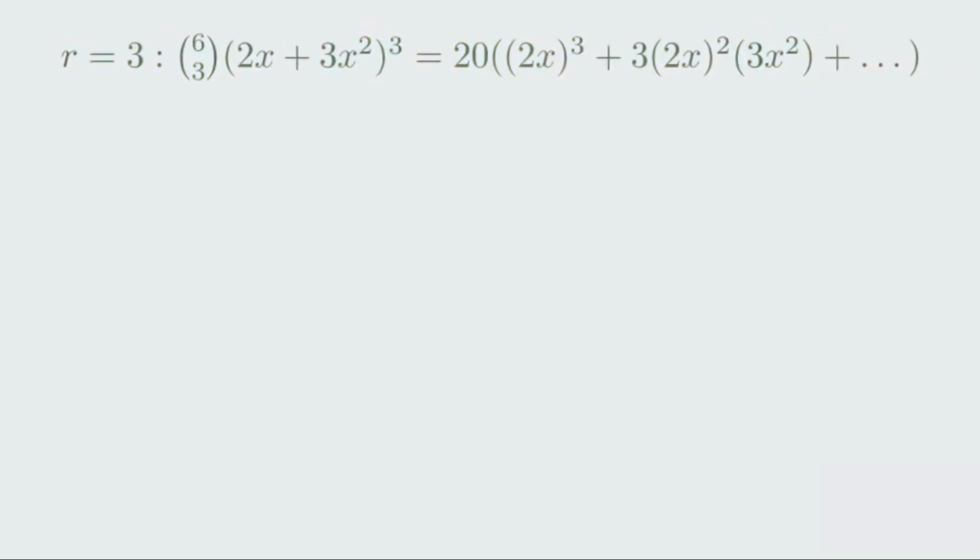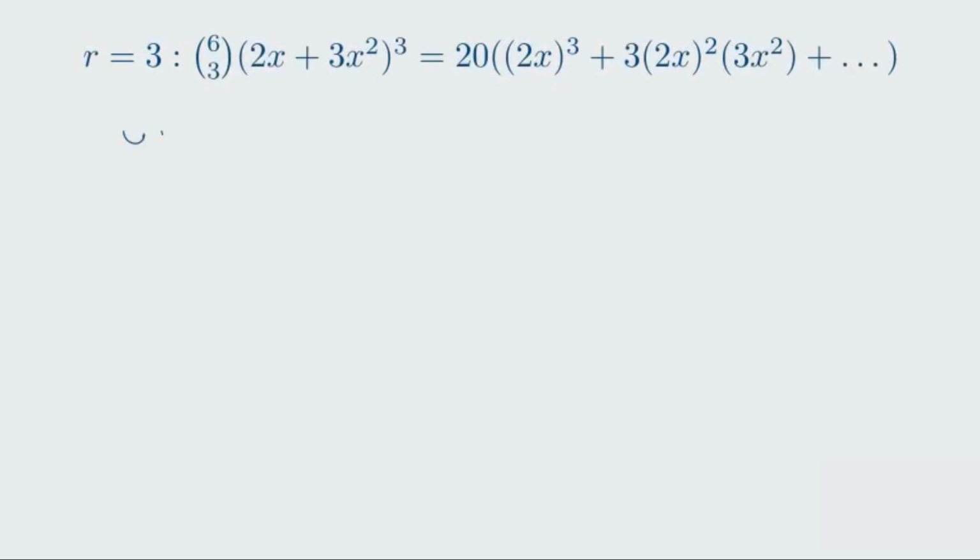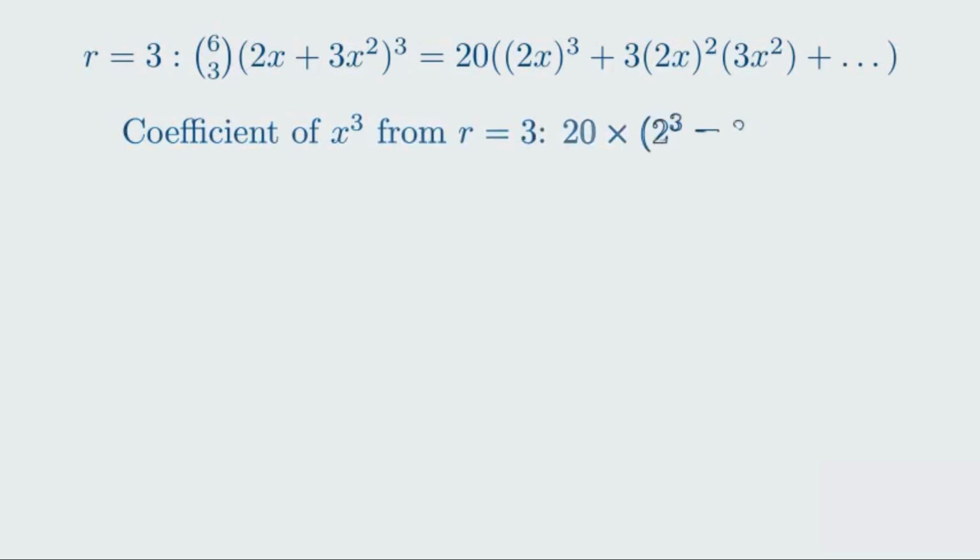So, for r equals 3, the x cubed term comes from 6 choose 3 times (2x) cubed. This gives us 20 times 8x cubed, which is 160x cubed. Now let's consider r greater than 3.